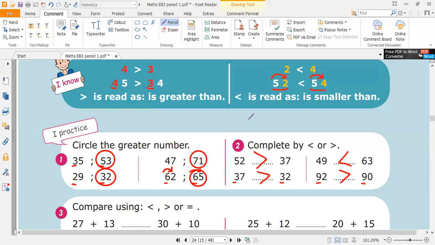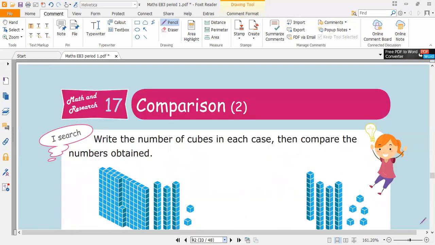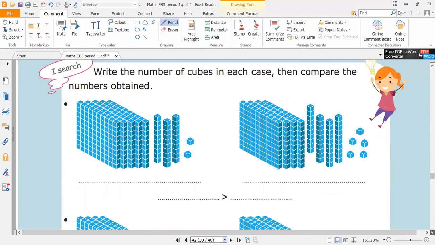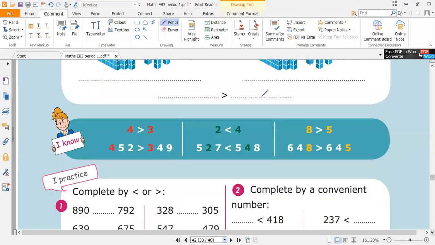Excellent. Yalla. Let's go to page 42. Open the books with me to page 42. Chapter 17, Comparison 2. Here it is the same idea, but here I have 3 numbers.